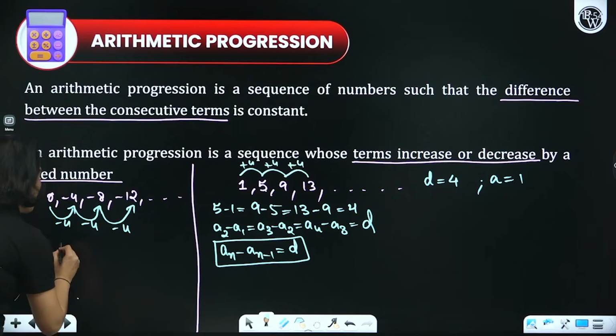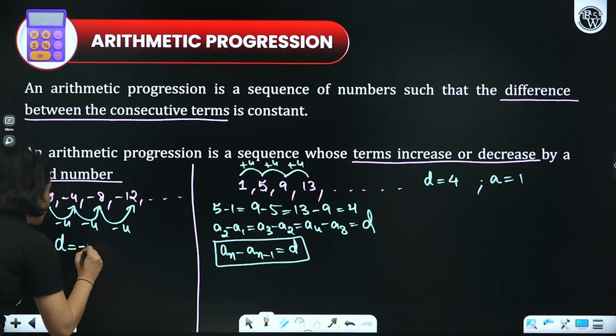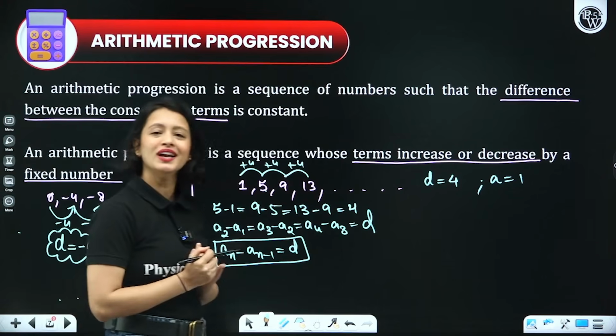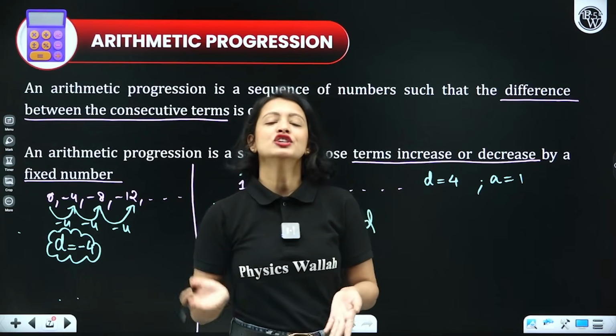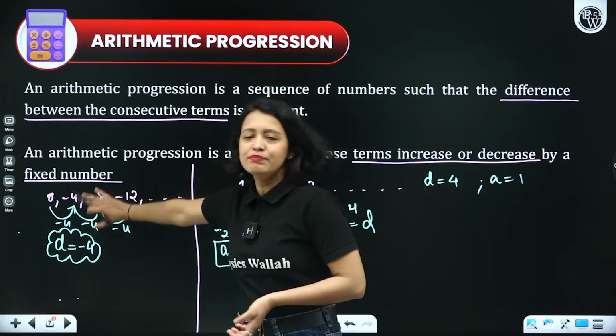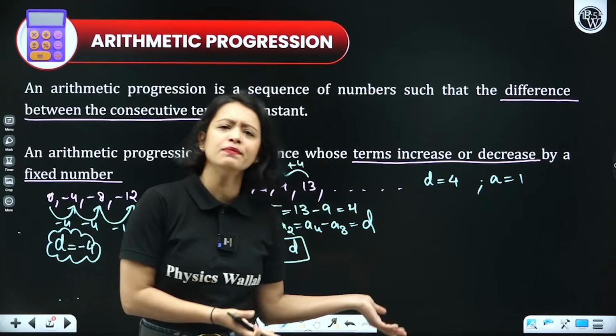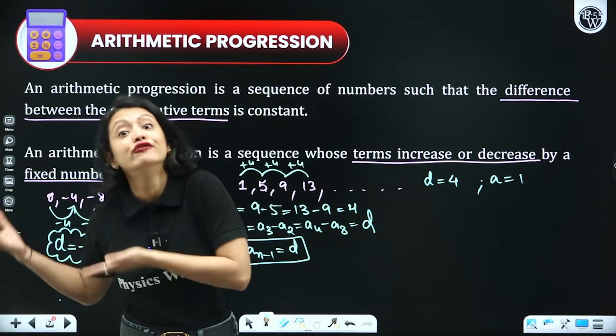So here, what is the common difference? It is negative 4. So that means if you are adding negative 4 with the previous term, you are getting the next term. So what does this example tell you? This example tells you that common difference need not always be positive. It can be negative too.